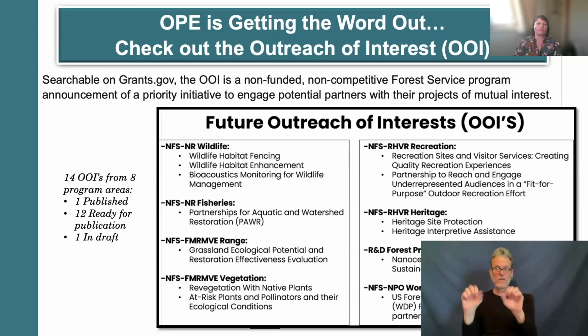We currently have 12 outreach of interests that are ready to publish and one in draft form. We have been contacted by 2 other regions and a program in the Washington office to start working on 3 more. So you can see that these opportunities are spread throughout several program areas, which can be used across the country in the different regions of the Forest Service and amongst many states. These opportunities will be published on grants.gov soon.